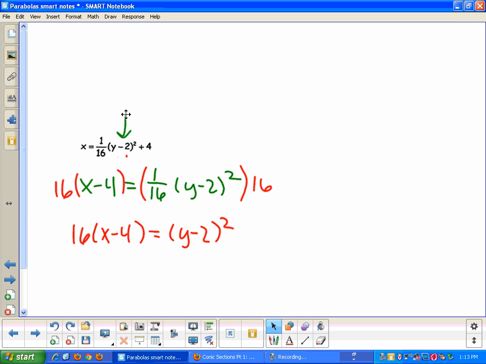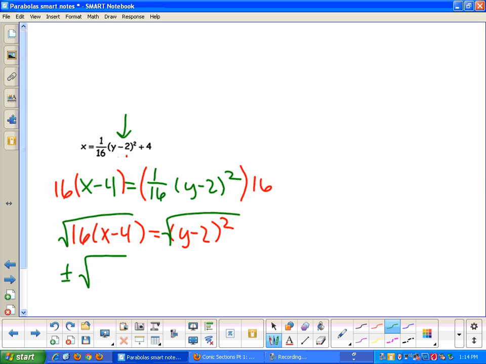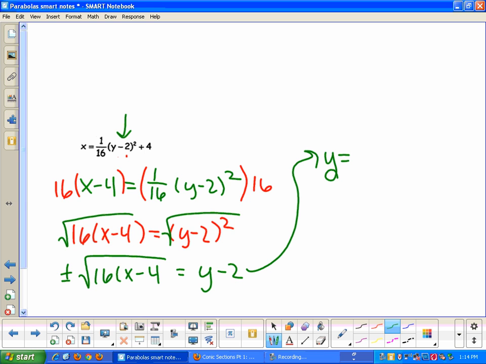And then to get rid of something that's squared, you have to take the square root. Don't forget the plus or minus. So I take the square root of both sides, and I have plus or minus the square root of 16 times x minus 4 equals y minus 2. Then the next step is to add the 2 to the other side. Instead of putting it behind the radical, I'm going to put it in front so there's no confusion as to it being underneath the radical, because sometimes people confuse that. So I'm going to write 2 plus or minus the square root of 16 times x minus 4.